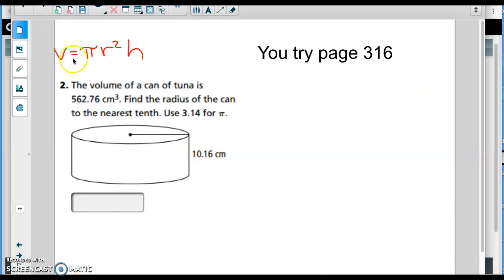Last one for the video. I want you all to try this. It's one of the ones where you have to solve for radius. So fill in what you know. You know that the volume is 562.76 centimeters cubed. You want to find the radius to the nearest tenth. So this time you are using 3.14 for pi. Try to pause here and try this on your own, but I am going to walk you through it step by step. So pause now.